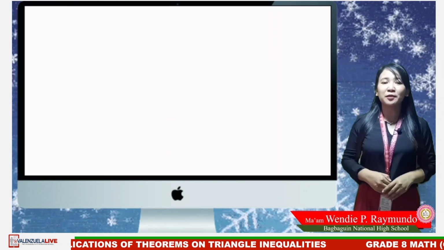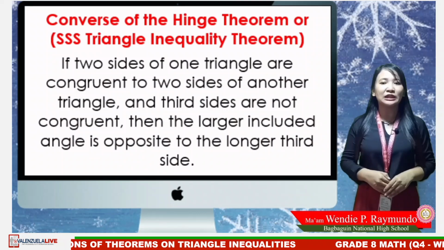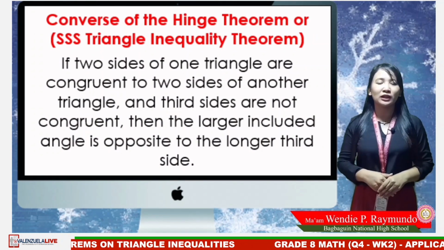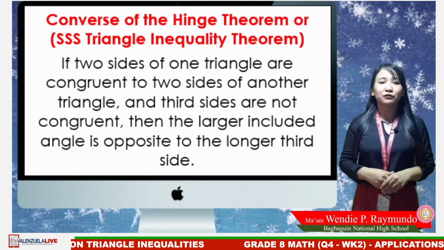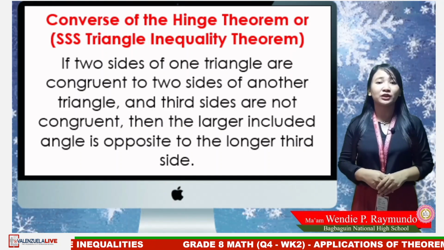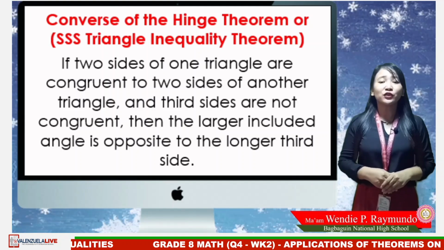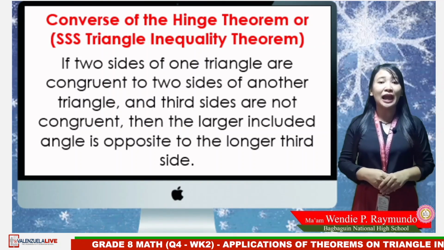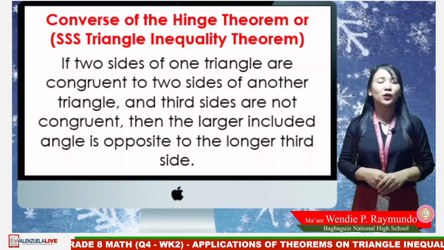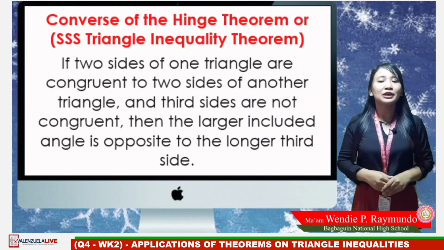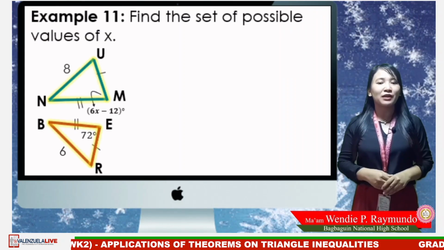The last theorem is the converse of the hinge theorem, or the SSS triangle inequality theorem. If two sides of one triangle are congruent to two sides of another triangle, and the third sides are not congruent, then the larger included angle is opposite the longer side. Last example: find the set of possible values of x.